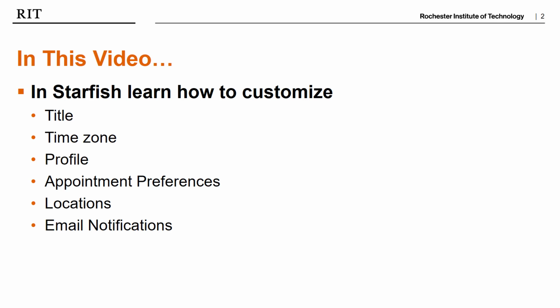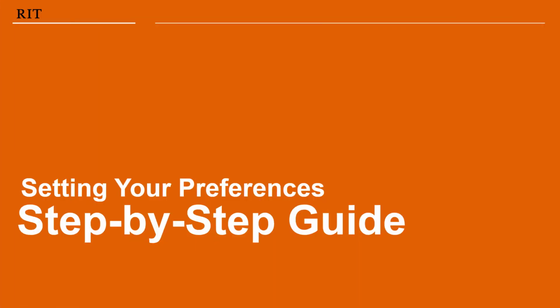The first thing you should do when using Starfish is updating your profile settings. By doing so, you can create a more personalized profile and determine your communication preferences. Additionally, there are several features you can edit, such as your title, time zone, and email preferences, just to name a few. Before you begin taking appointments with students, you will want to personalize your profile.